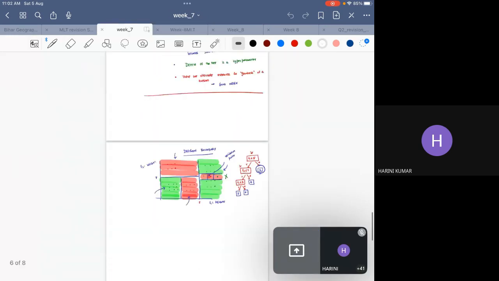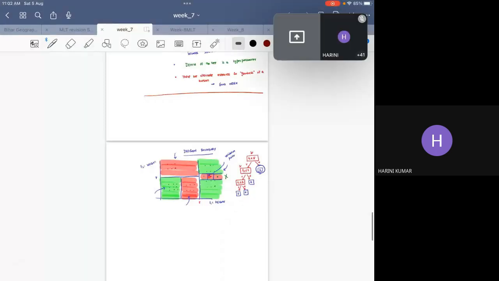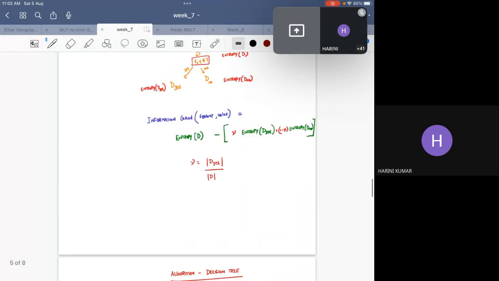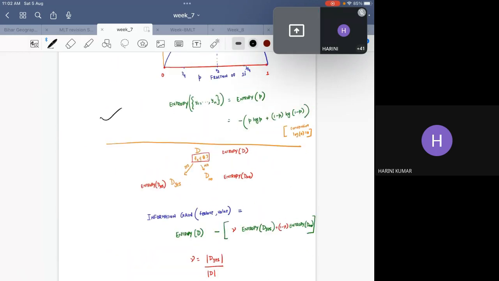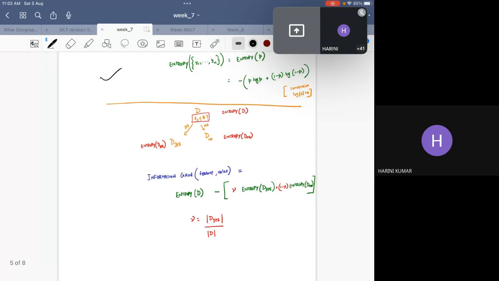Okay, let's come to this one. So this was the entropy part. Okay, and then how do we calculate the information gain? You just have to calculate the entropy for D, then the entropy for DS, and then the entropy of D no. And this gamma is what? Gamma is DS upon D, where D is the total number of data set that we were having.